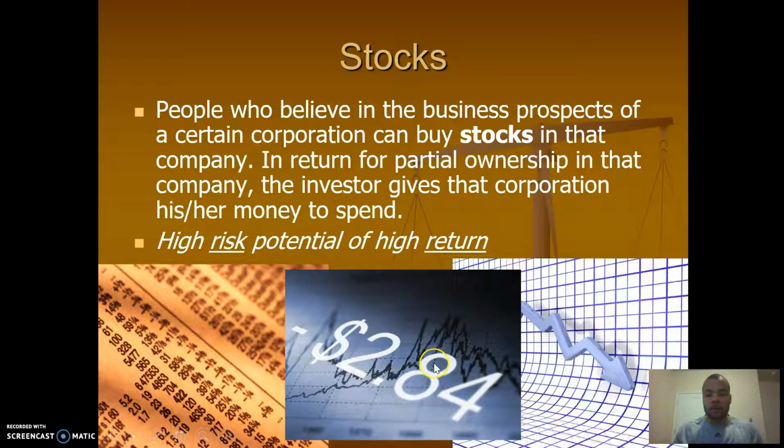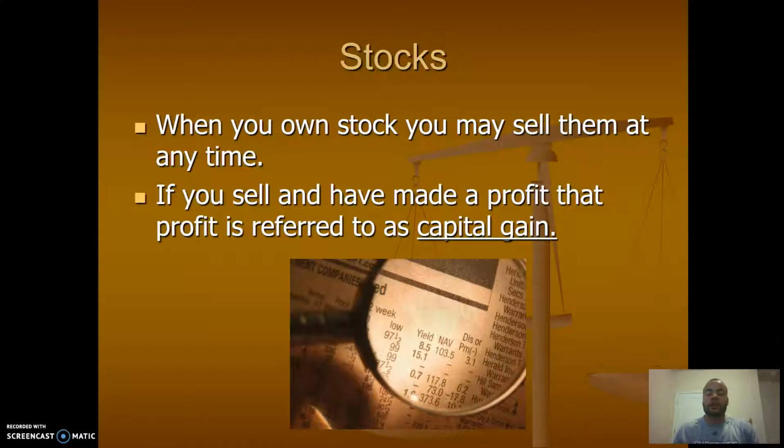If you look over here, you look at this graph down here. This is called the Dow Jones graph, and it tells you whether or not the business is going up or down. If the business is going up, you're going to make money. If the business goes down, then you can either trade your stock or you can sell your stock in the stock market. When you own a stock, you can sell many times, like I just said. If you sell and you made profit on that actual stock, it's called capital gain.